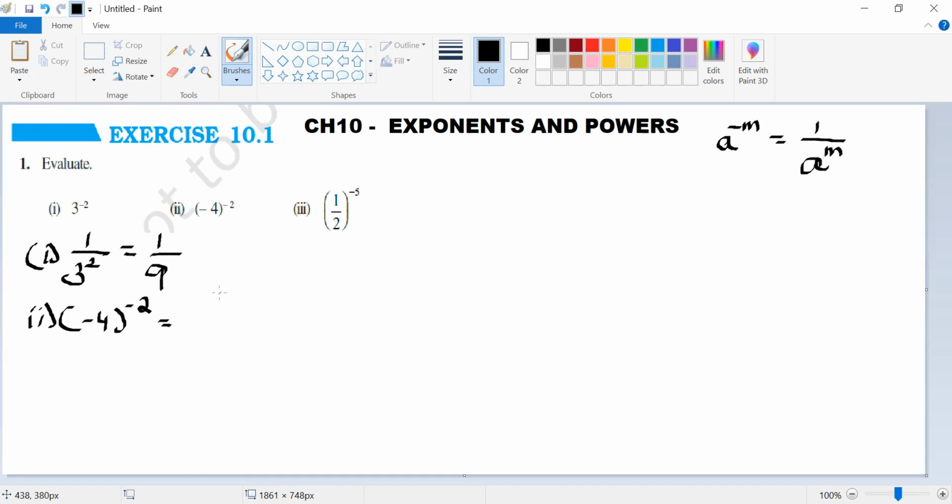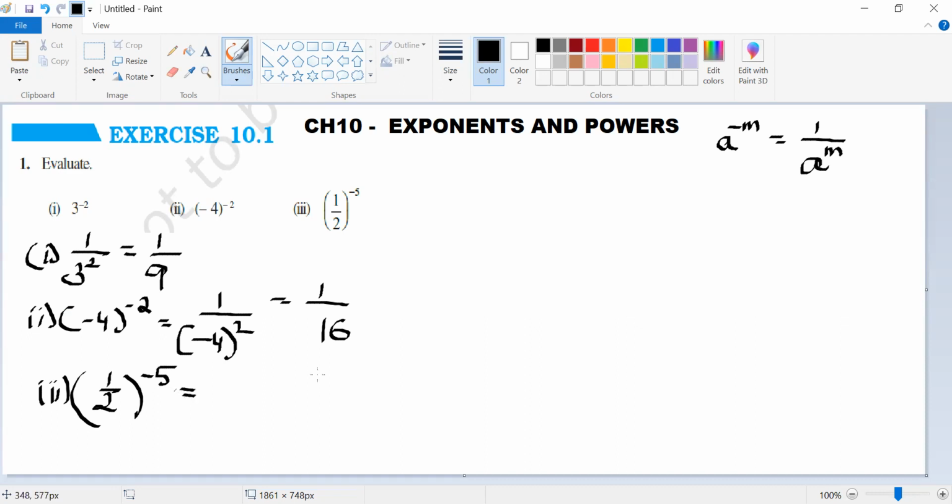That means 1 by minus 4 raised to 2. This minus 4 is retained. That will not change. Only the power sign will change, it will become positive here. So 1 by, we know that the square of any negative number is positive only. So it is 1 by 16. And third one, 1 by 2 raised to minus 5.